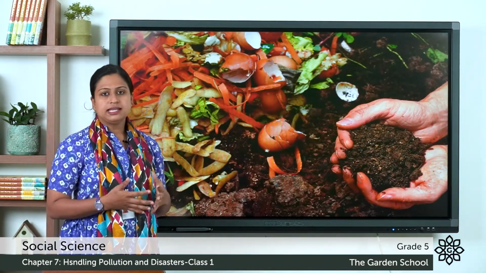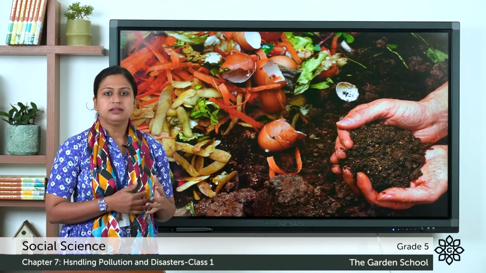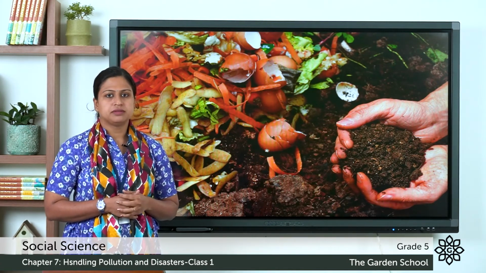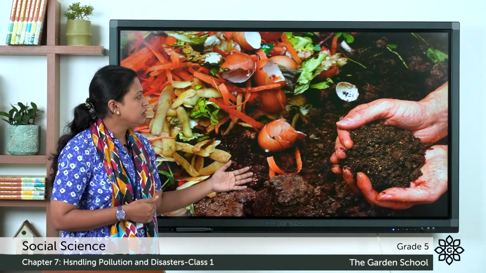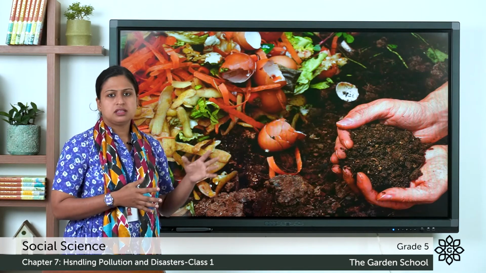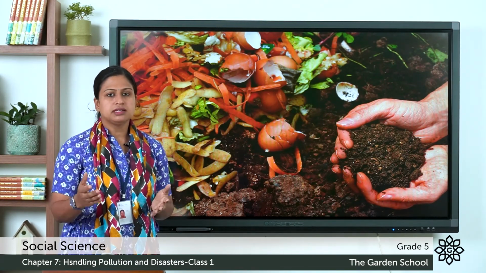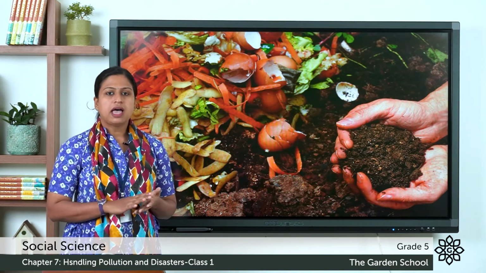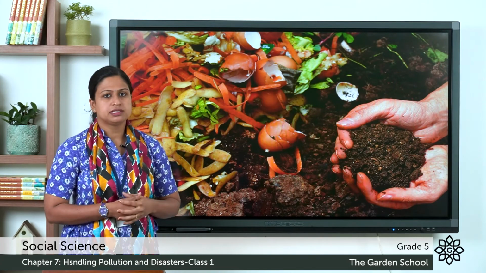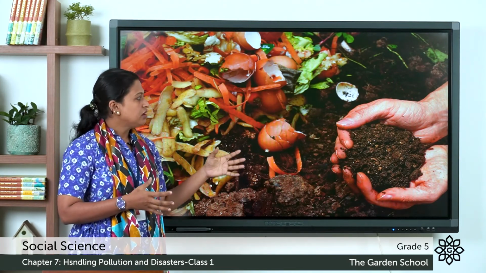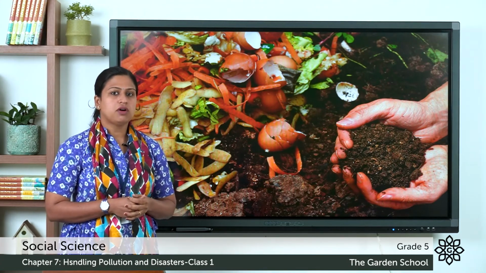Then the next one is using natural fertilizers in agriculture operations. Instead of using chemical substances, we can use natural fertilizers. These natural fertilizers consist of manures, that is animal excreta, and compost, that is vegetable matters and crop residues. So, we can use these substances to increase the fertility of the soil.